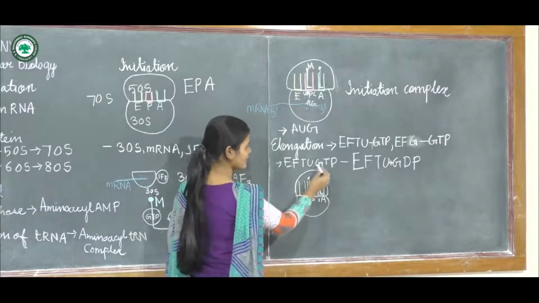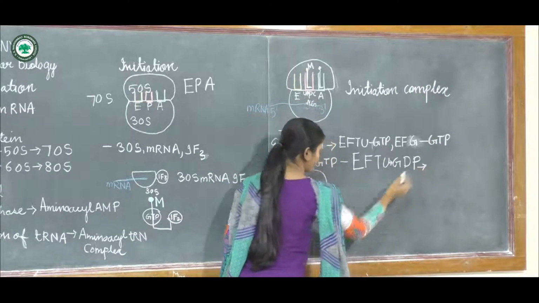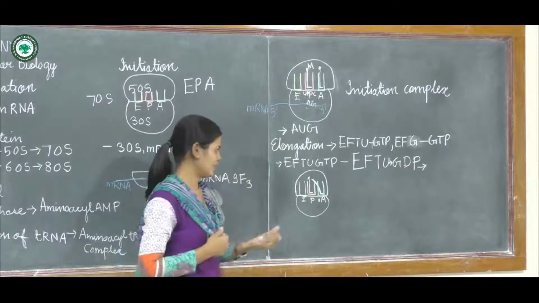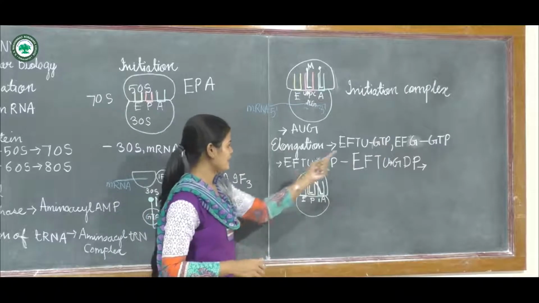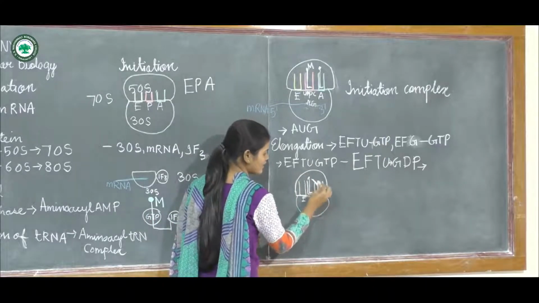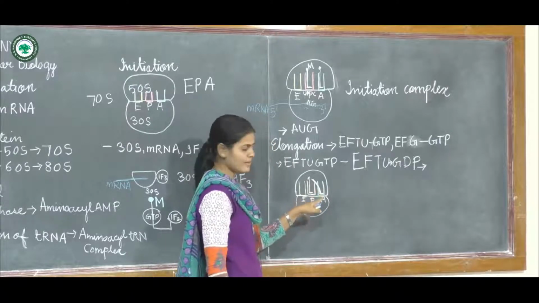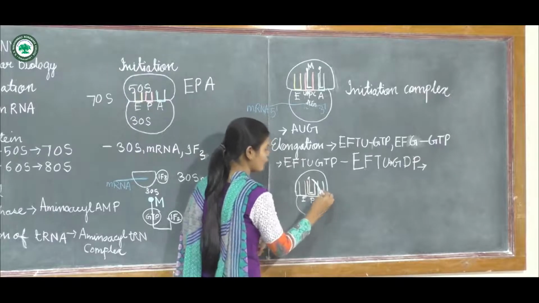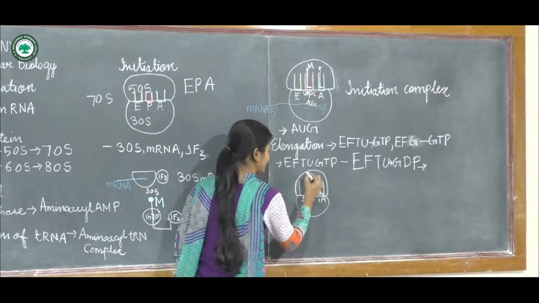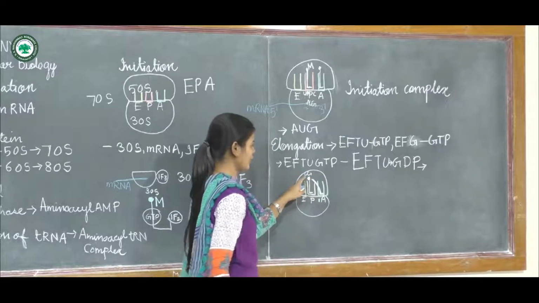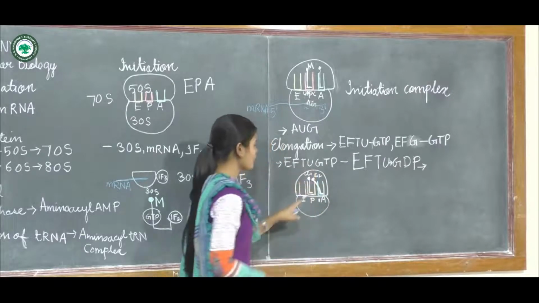So now what will happen? This EF-Tu will be released in the form of EF-Tu GDP. Now it will be removed from this A site. Now next what will happen? This next elongation factor, that is EF-G GTP, comes and it will bind to the tRNA which will be present in the A site. It will bind here, and now what will happen? Here there is presence of the first amino acid, that is A1 or the methionine. Now there is presence of one more amino acid. Suppose we call it A2. So what will happen?